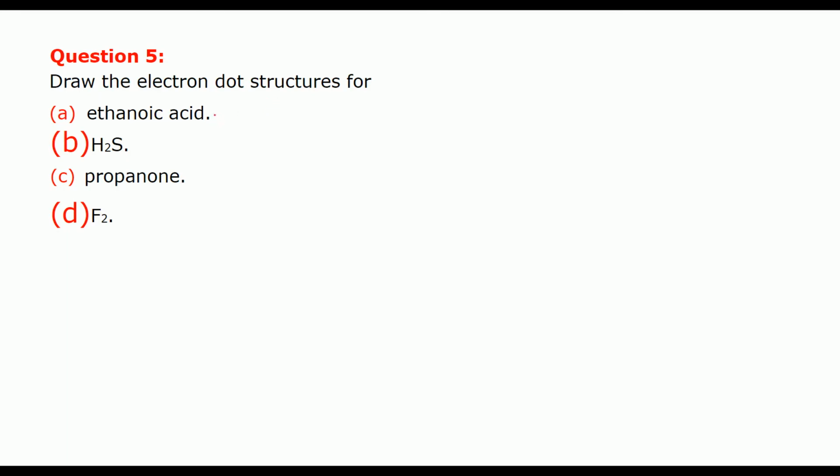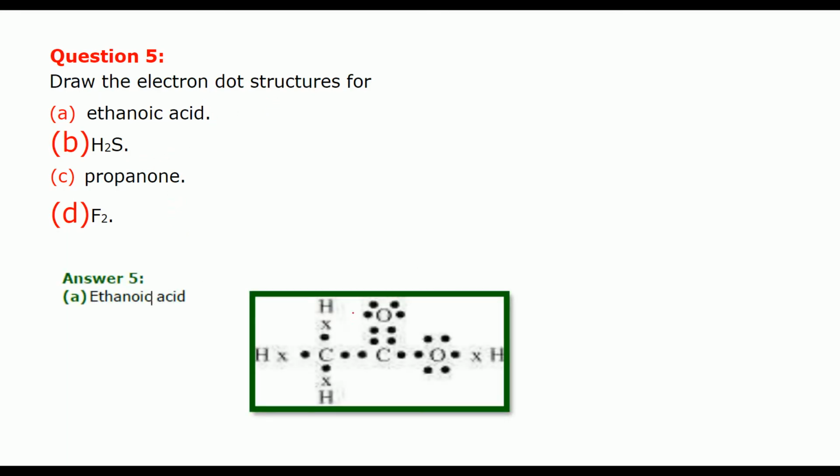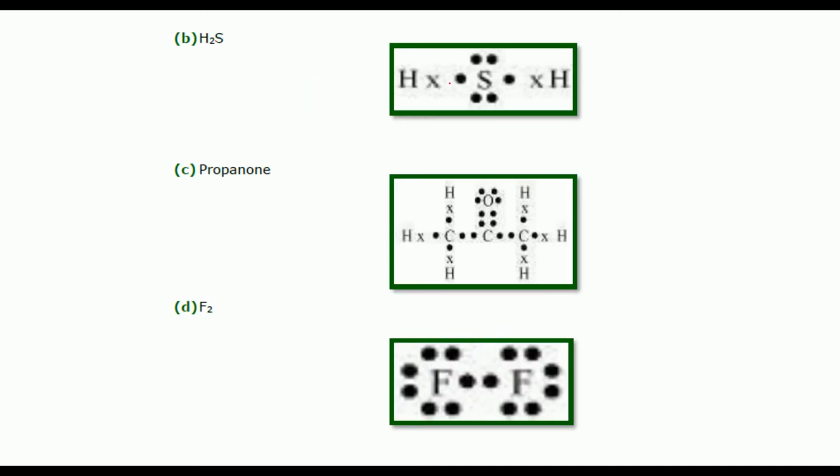Draw the electron dot structures for ethanoic acid, H2S, propanone and F2. So this ethanoic acid is C2H4O2, right? So there are 2 C, 2 O and 4 H. First we'll take this first carbon combined with 3 hydrogen, means making covalent bonds with them. Then this carbon makes one bond with carbon, one with oxygen, another with another oxygen, and 1 oxygen combining with hydrogen. Hydrogen sulfide, because sulfur has 6 and it needs 2 more, so it will take 1 from hydrogen, 1 from another hydrogen, and hydrogen will take 1 from this one, 1 from this one. So it is making its duplet. Sulfur is making its octet.